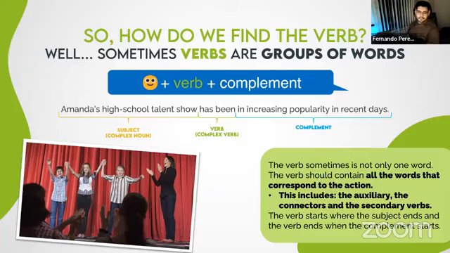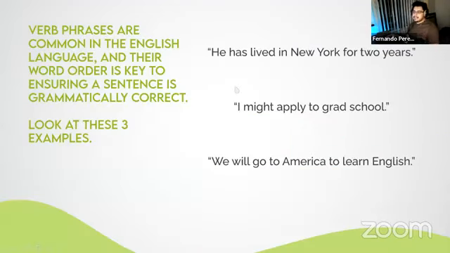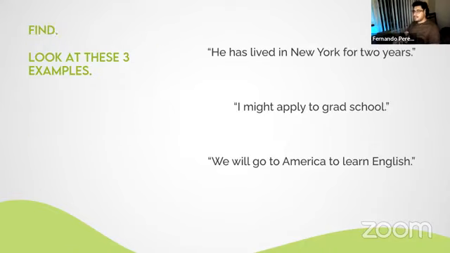Good. Okay. So this is it, right? This is the theory. So let's find the verb in these ideas. Verb phrases are common in the English language, and their word order is key to ensuring a sentence is grammatically correct. In other words, find the complex verb. That's easier.